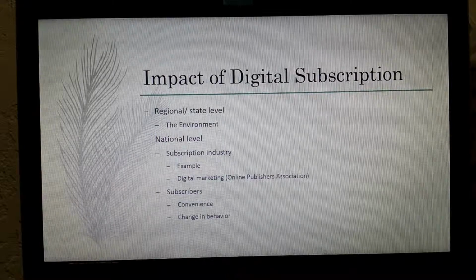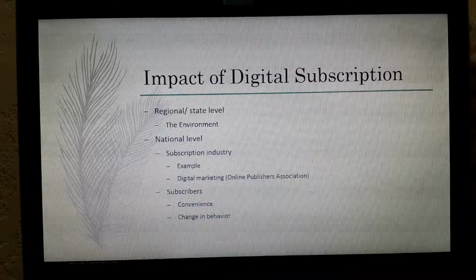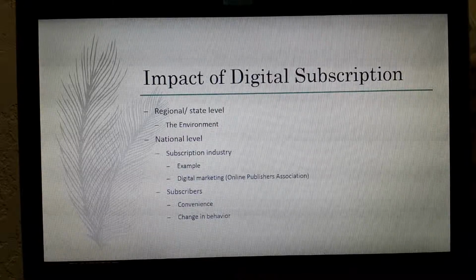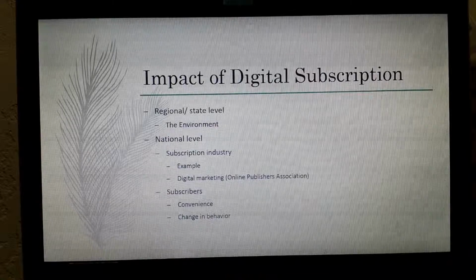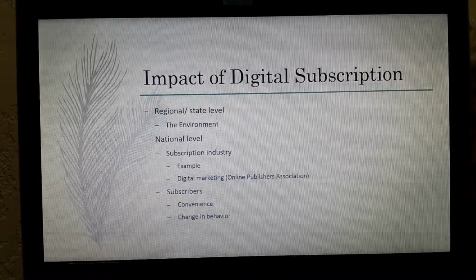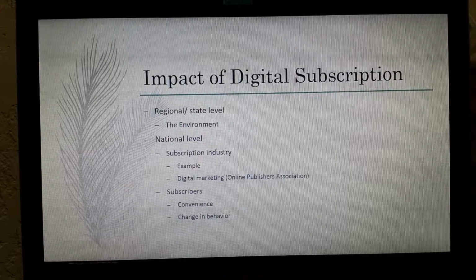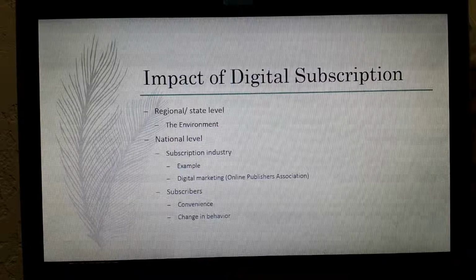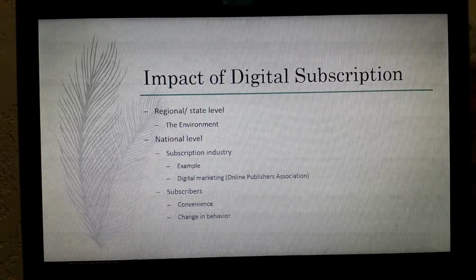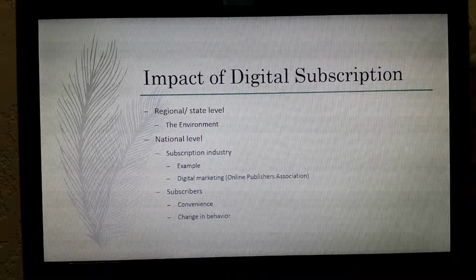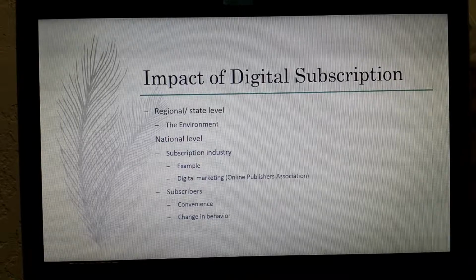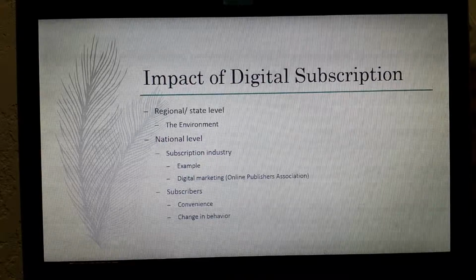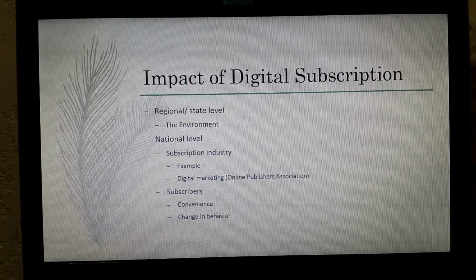At the national level, this alternative affects both the subscription industry and the subscribers. The subscription industry is in a process of transitioning from printed subscription to digital subscription. The model happens to fit this trend, so if this revenue model turns out to be a success, it will set an example for the industry to follow. What is more, the Online Publisher Association mentions that digital subscription will promote the development of digital marketing.